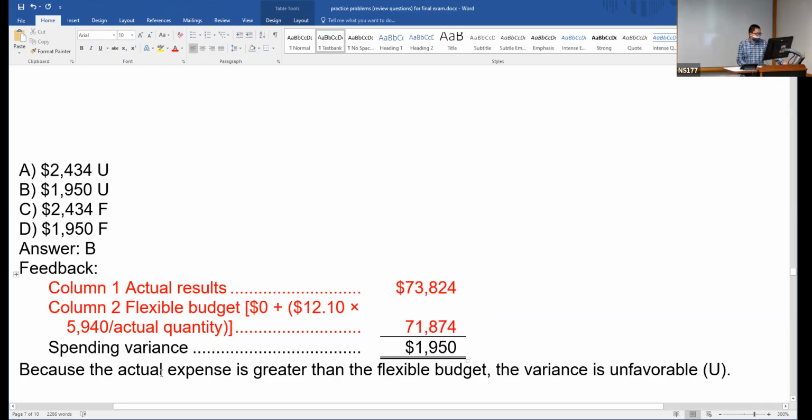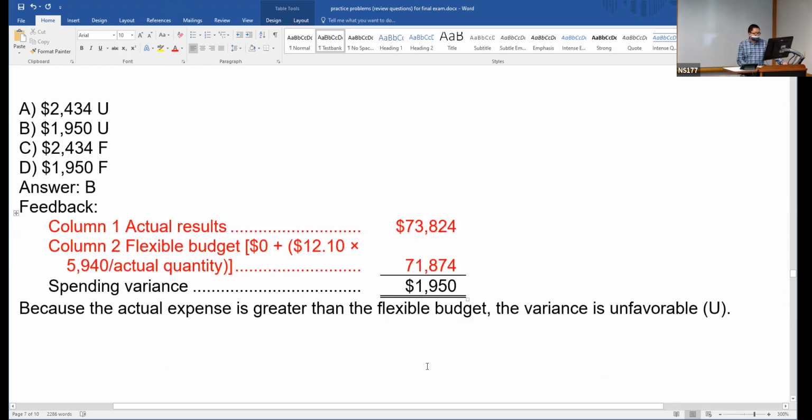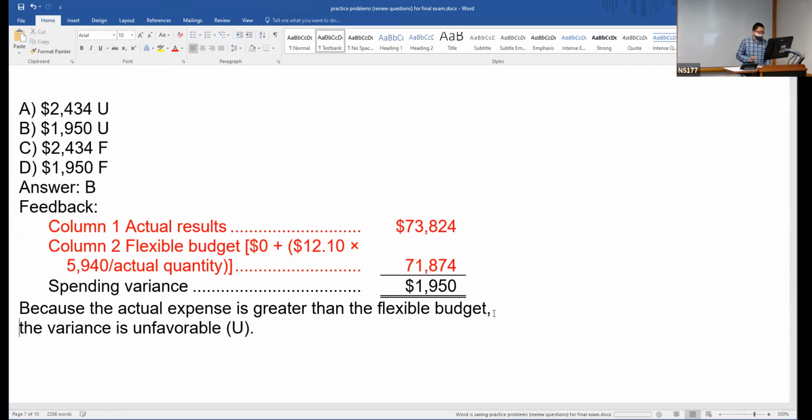And now, because the actual expense is greater than the flexible budget, the variance is unfavorable. Because now the actual cost or actual expenses is higher than the flexible budget. And this is not good for the company from the profit or net income perspective.